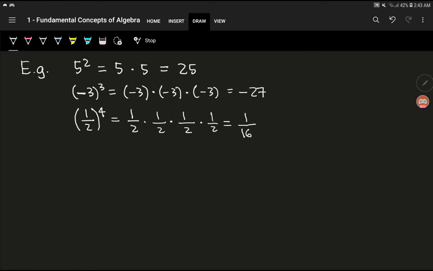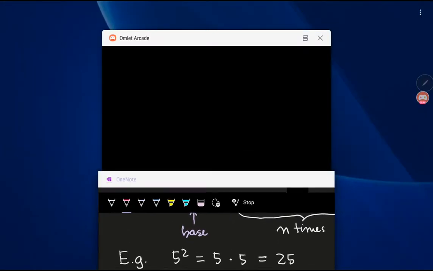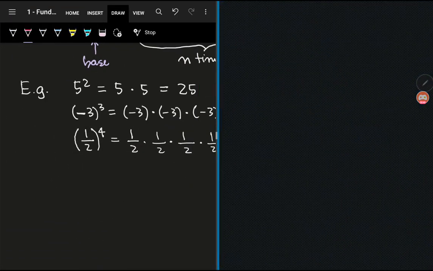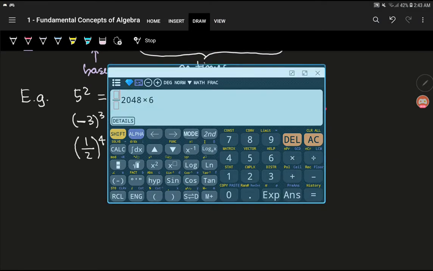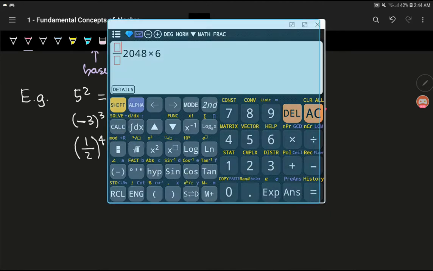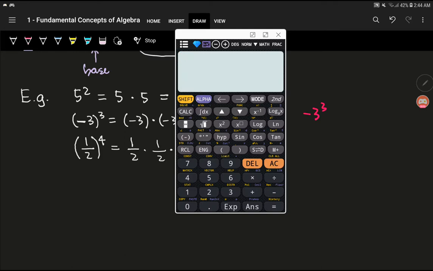Many students, especially SPM students, tend to make mistakes when they have a negative number with an index, especially for this example. Most of the students will write it like this and then put it in the calculator. When they put negative 3 to the power of 3, what you get is negative 27, still negative 27, but this is wrong.